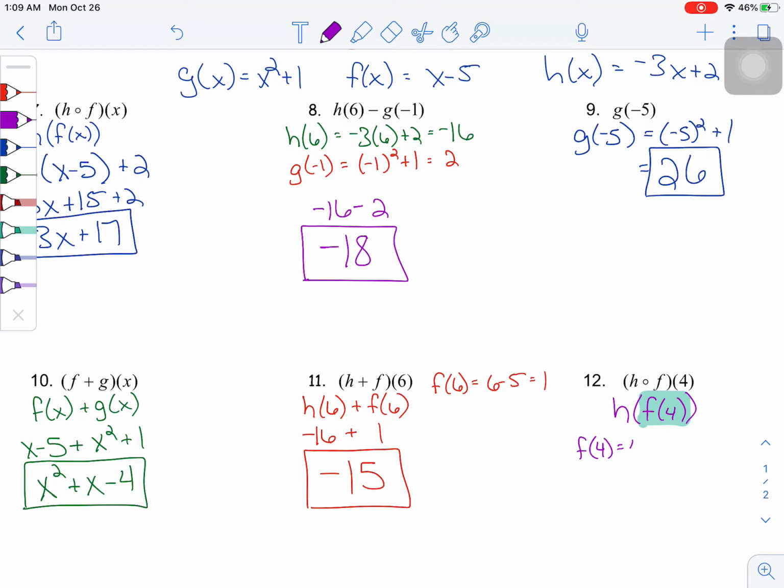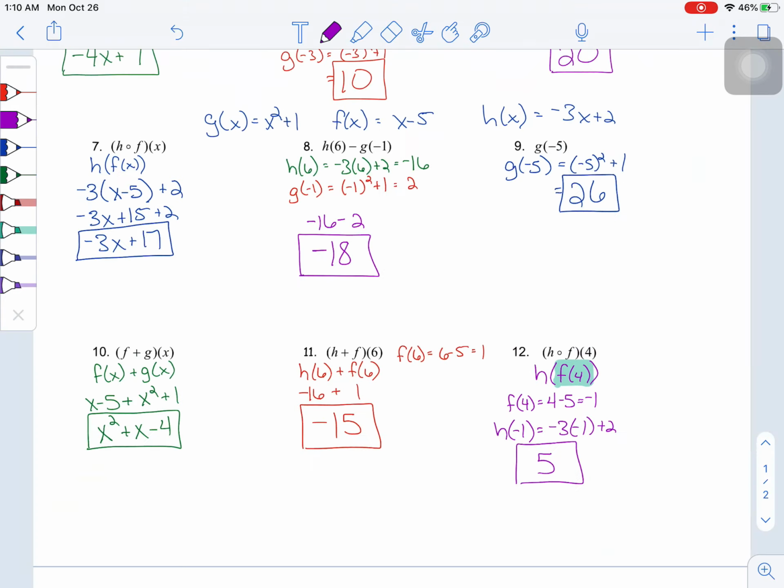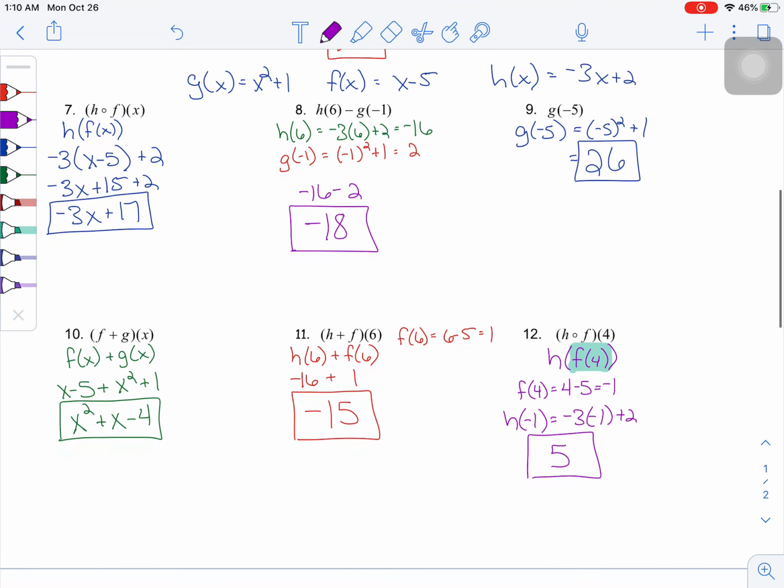So f of 4 is equal to 4 minus 5, so -1, which means I'm going to figure out now what h of -1 is. So -3 times -1 plus 2. Let's see, 3 plus 2 is 5. Okay. And yep, that is the last one.